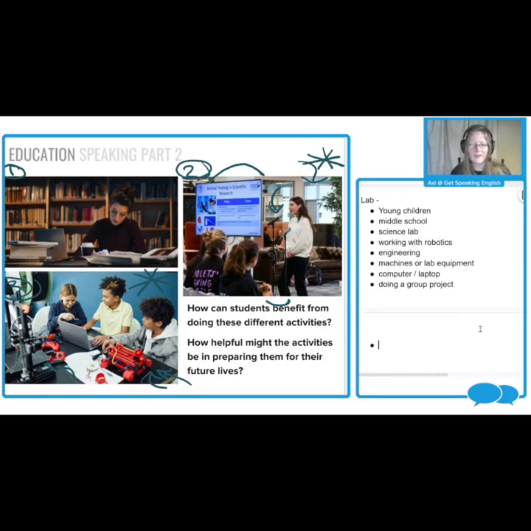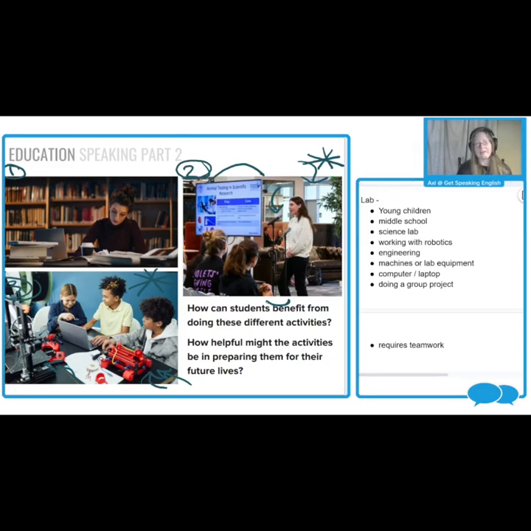So, of course, whenever we have a group project, that sort of activity requires a lot of teamwork, right? So it looks like maybe they're doing some sort of project together that requires them to work together. Right. So lots of great things that we can say about this photograph as well, right?